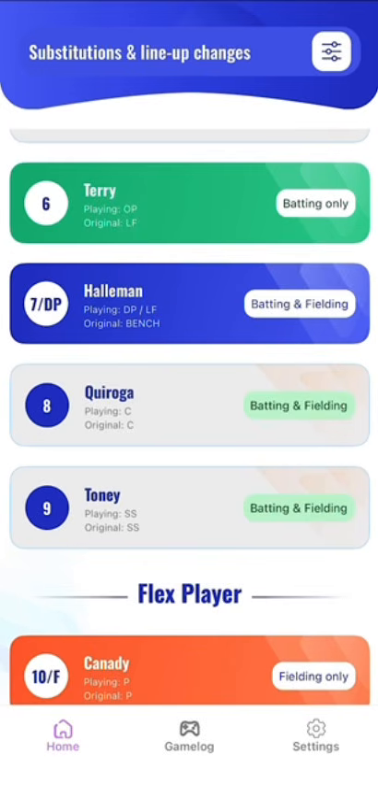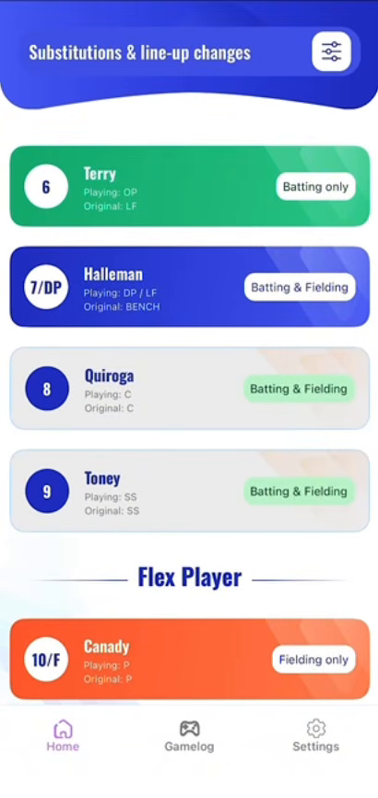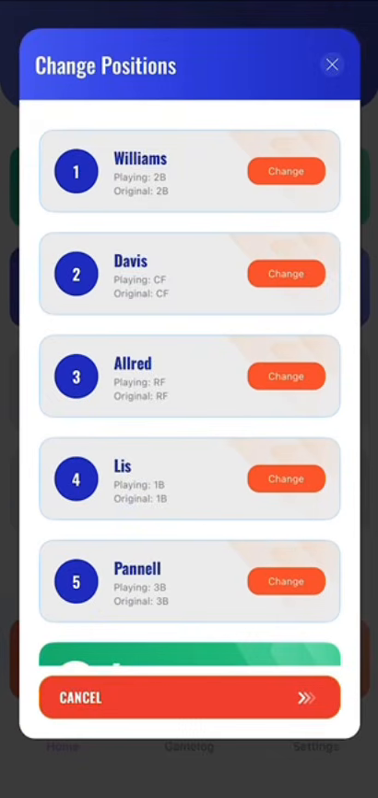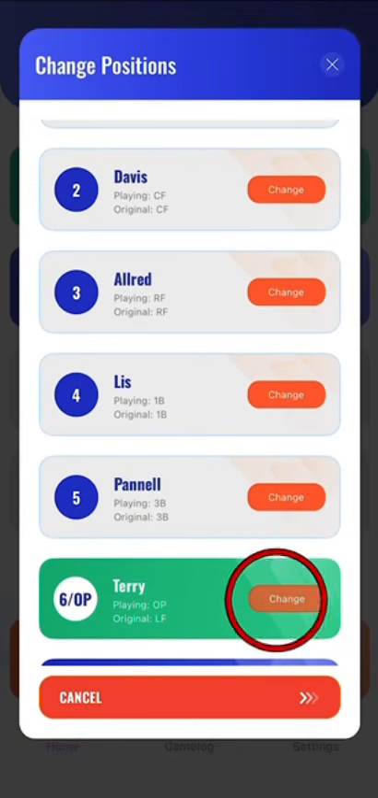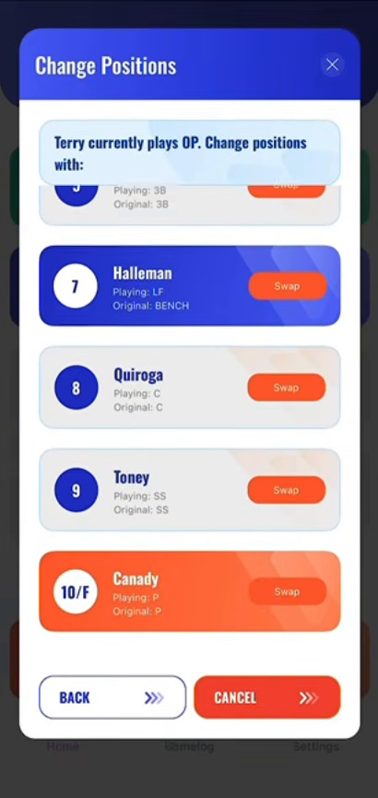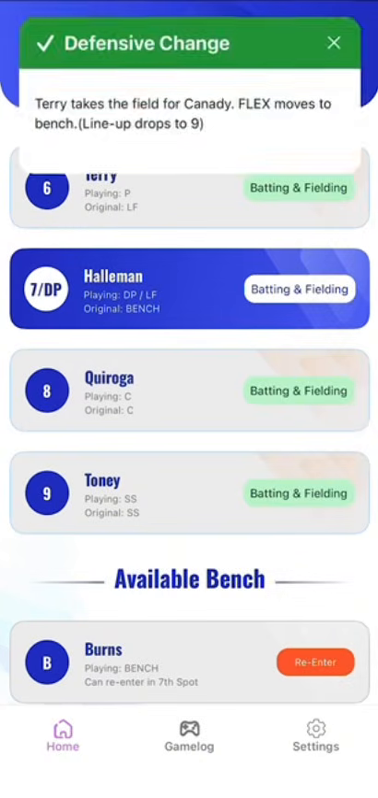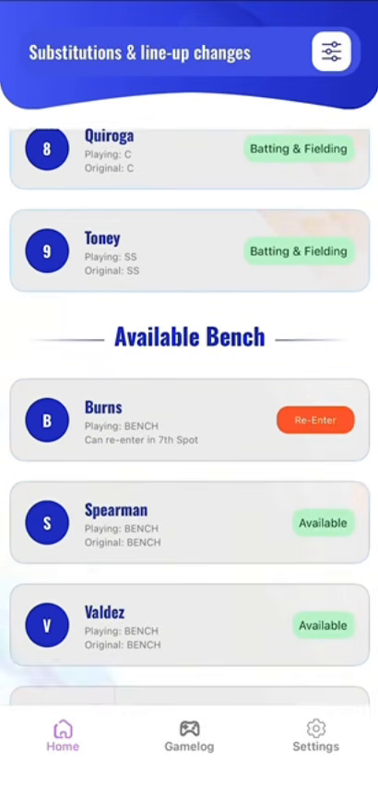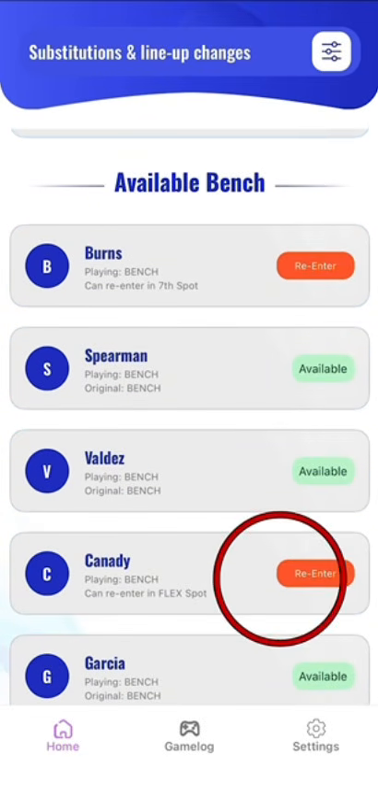Halliman stays in left field. That's still the DP spot, but she's playing left field. Terry goes into pitch. We got no OP anymore. So on the app, we can just go to position changes, go to change position, and switch Terry, the OP, with Canady, the pitcher, since Canady is in the flex, and that's going to drop the flex. So now we have no more flex. We're down to 9.